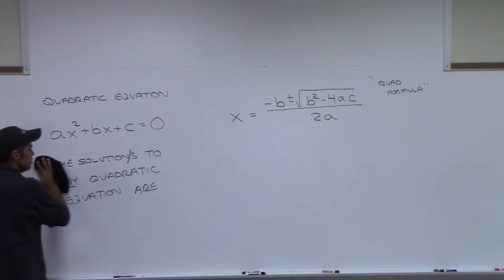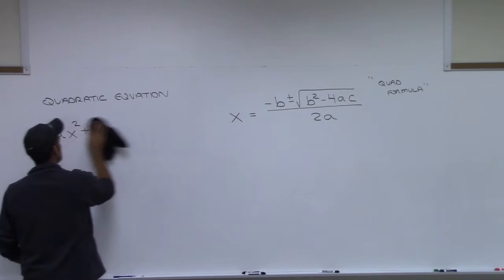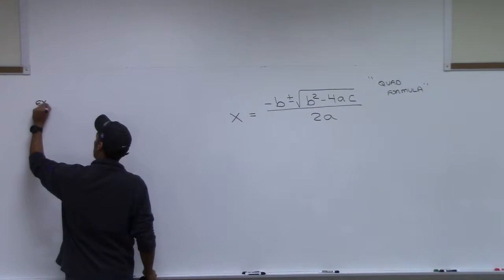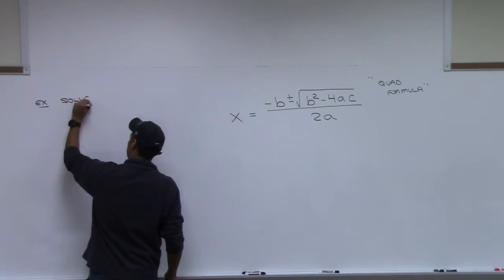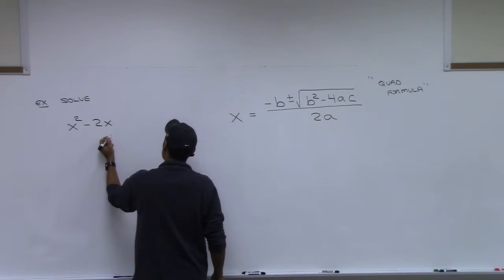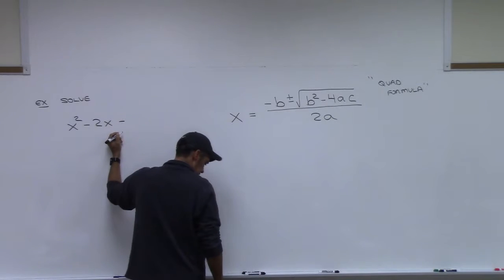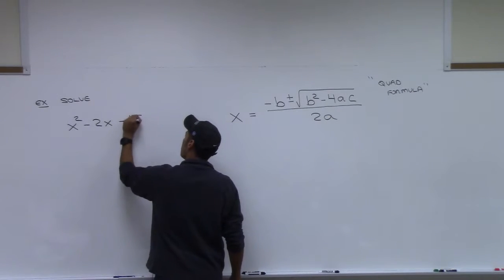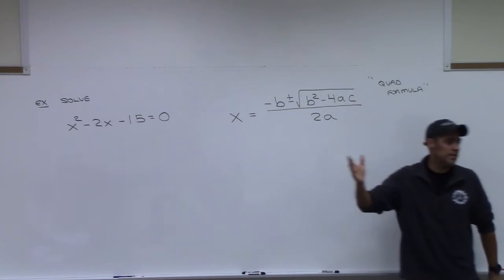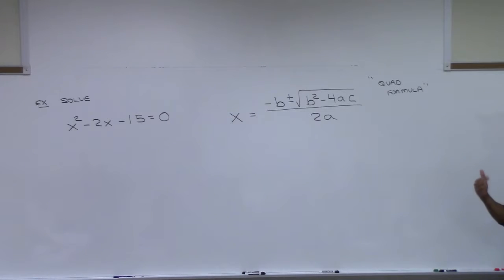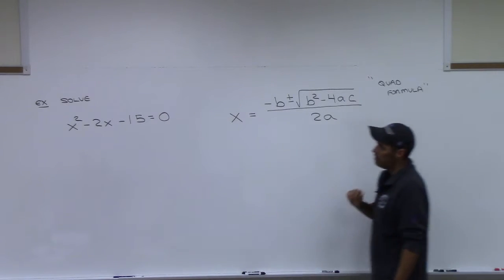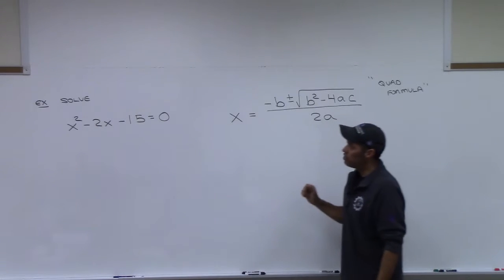All right, so let's do a couple of these together first. All right, let's start with an easy one. Let's solve x squared minus 2x minus 15 equals 0. All right, so first thing, you have to look at it. You have to recognize that it's a quadratic equation, right? It is? Yes? Okay.